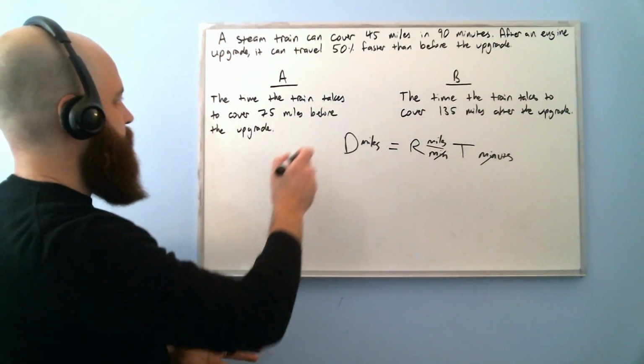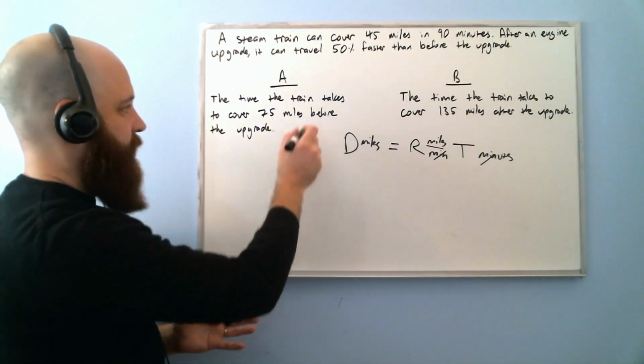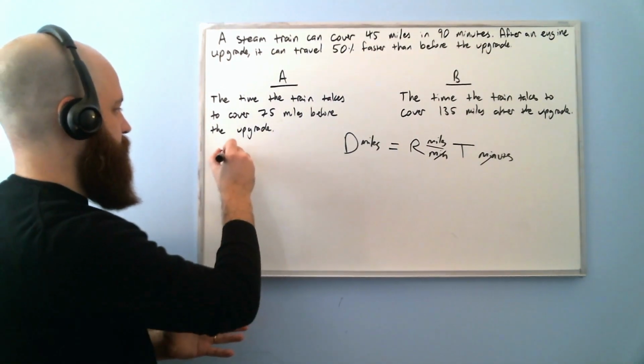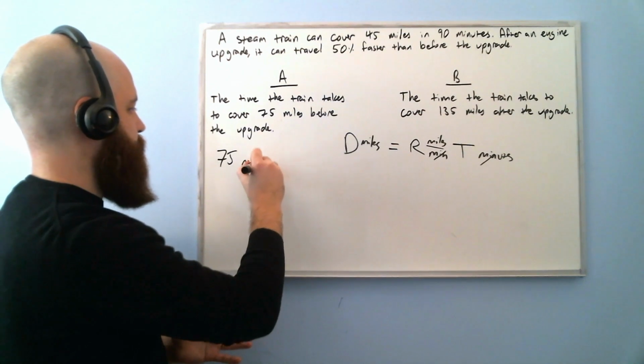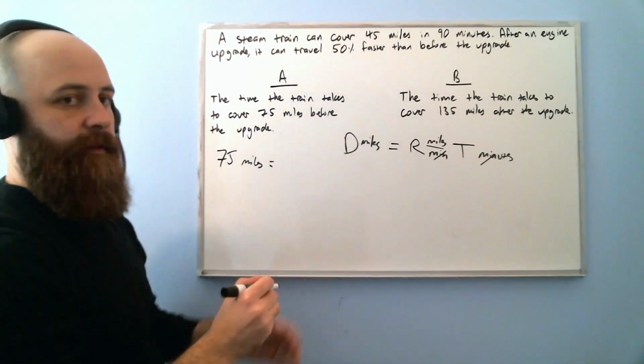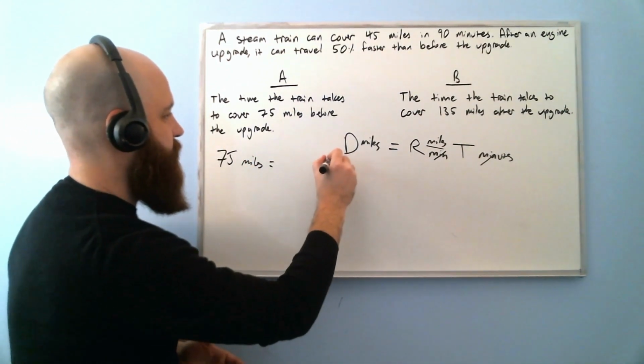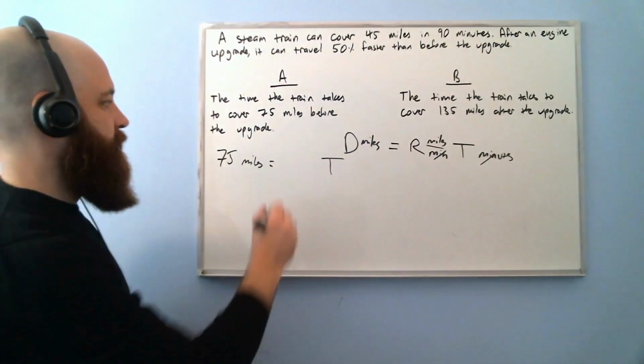Okay, so the time the train takes to cover 75 miles. Okay, 75 miles is a distance, so I'll write that down, 75 miles. Okay, the time it takes, well, I guess I'm solving for t, so I don't know what that is.